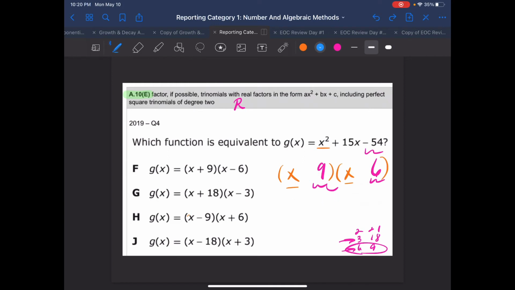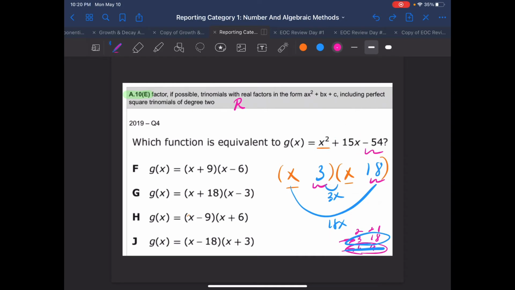And switching the order of 9 and 6 does not make sense because these two are the same, so we will get the exact same answer. So now we have to try 3 and 18. If I try my middle terms, 3 times x is 3x. x times 18 is 18x. These two should add up to give me a positive 15.